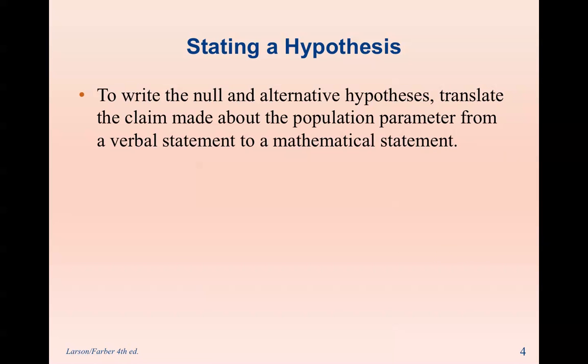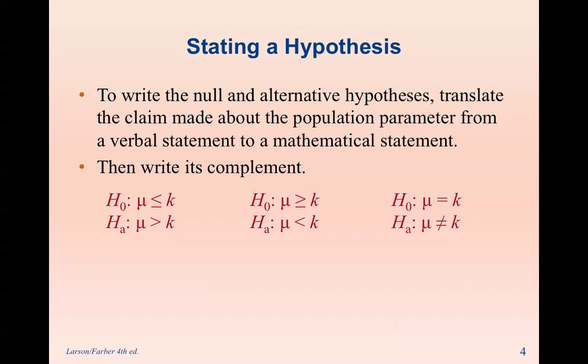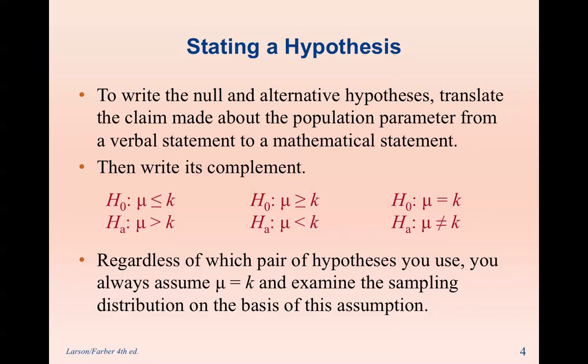So to write the null and alternative hypothesis, translate the claim made about the population parameter from a verbal statement to a mathematical statement. Then write its complement. There are three possible choices we have. H naught is less than or equal to, the alternative is greater than; H naught is greater than or equal to, the alternative is less than; and if H naught is equal to, then the alternative is not equal to. Regardless of which pair of hypotheses you use, you always assume mu equals k and examine the sampling distribution on the basis of this assumption.